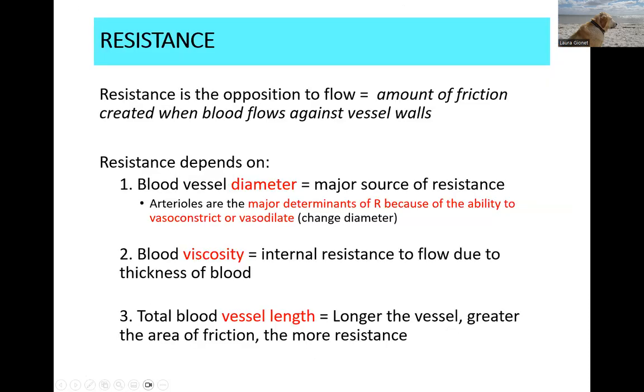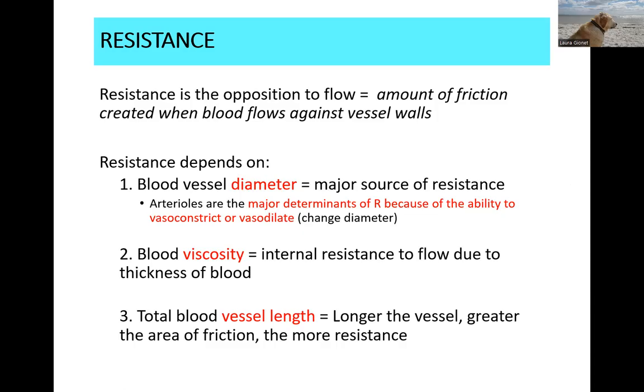Ding, ding, ding. Okay, resistance. Resistance is the opposition to flow, the amount of friction created when blood flows against vessel walls. It's just like when you roll a tennis ball across concrete or really any surface. Gravity pulls down on it. Those two surfaces, depending on the frictional coefficients in physics, will eventually bring that ball to rest unless it's heading downhill. But we're saying it's a flat horizontal surface. So anything that impedes blood flow, slows it down, is going to be considered resistance.